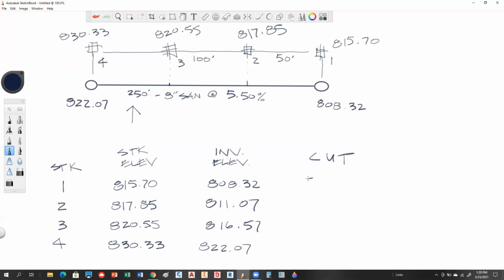So for this first cut, I'm getting a cut of 7.38. You guys can verify that for me. Then 817.85 minus 811.07, I get a cut of 6.78. And then we've got, let's see, 820 minus 816. Looks like, oh, that's not very much of a cut. I had 3.98. Is that right? Verify those numbers for me, will you?